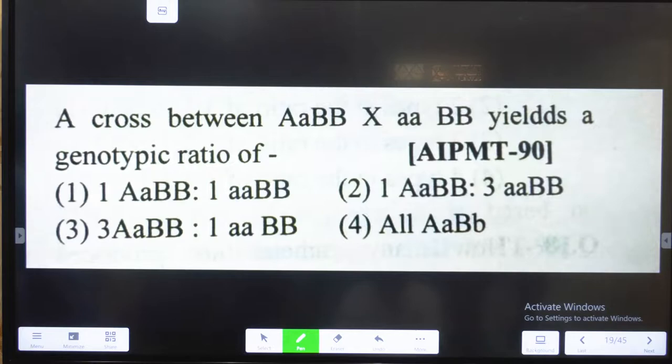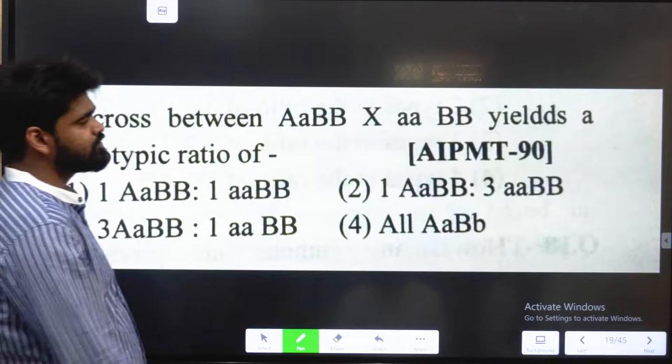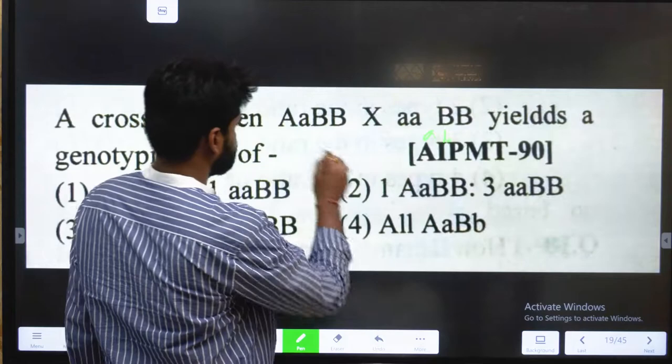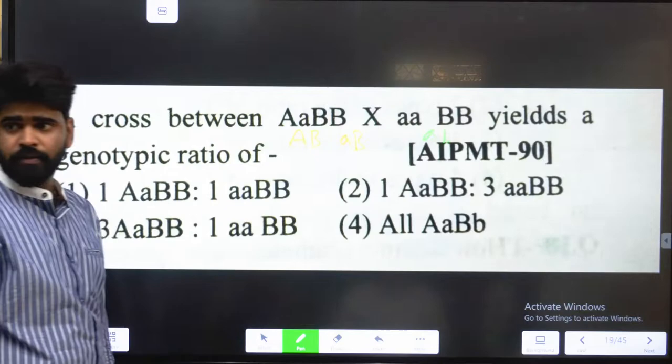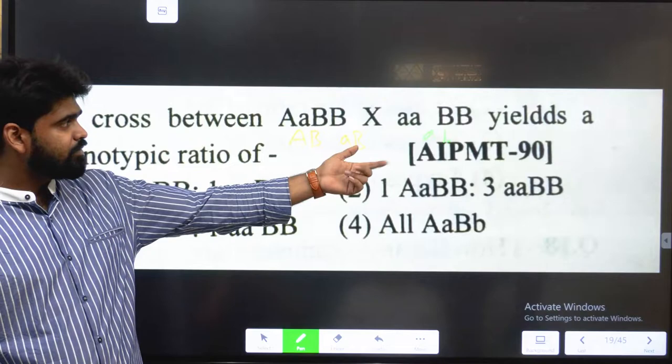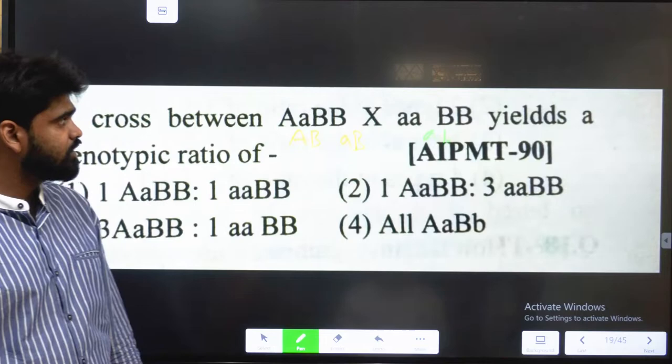How many types of gametes will you produce? Here only this one, no? Yes. And here? Right? So how many types, what is there? So many. How many types of gamete? Genotype, right? Now what will they produce?